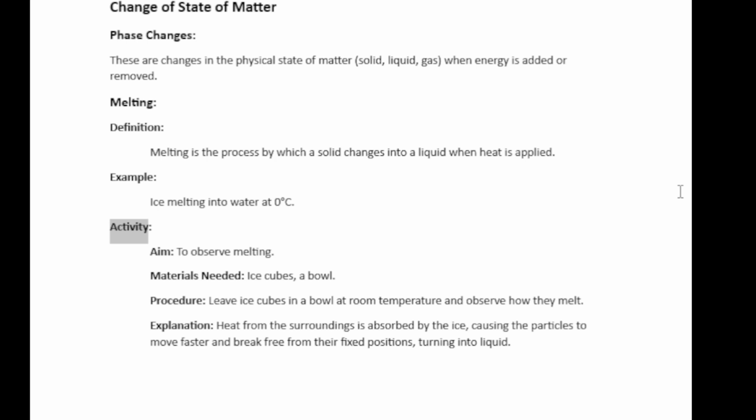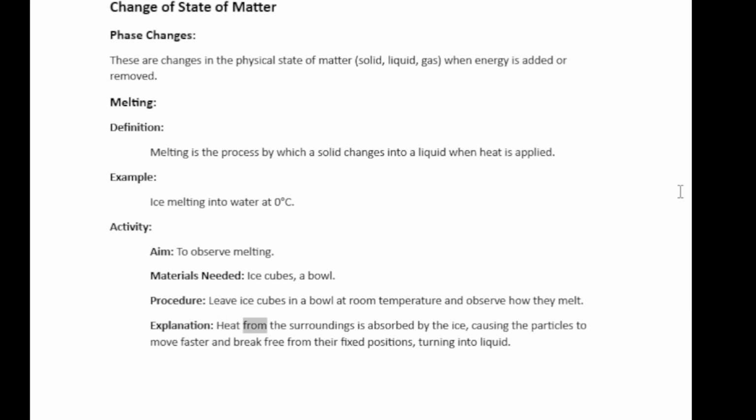Activity. Aim: to observe melting. Materials needed: ice cubes, a bowl. Procedure: leave ice cubes in a bowl at room temperature and observe how they melt.